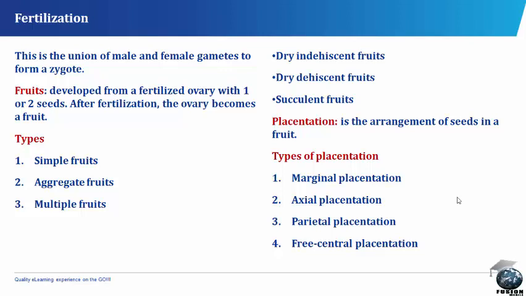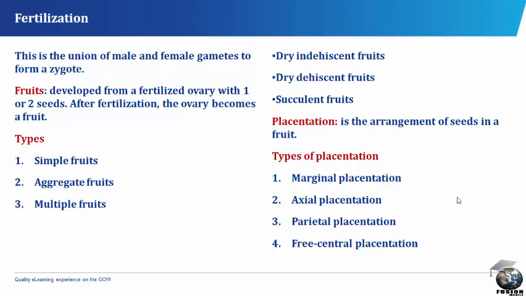Fruits are divided into three types: 1. Simple fruits, 2. Aggregate fruits, 3. Multiple fruits. The simple fruits are formed from one carpel, which could be called monocarpous, or fused carpels. Examples are achene or dry indehiscent, schizocarp, and drupe.